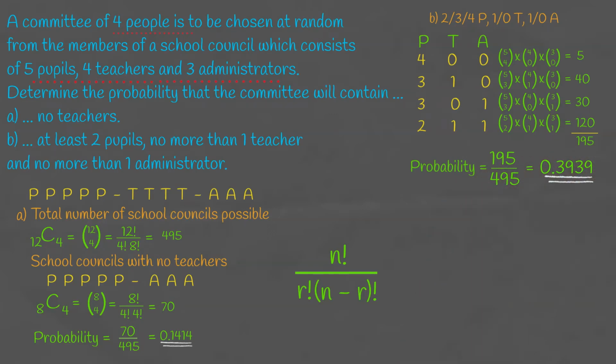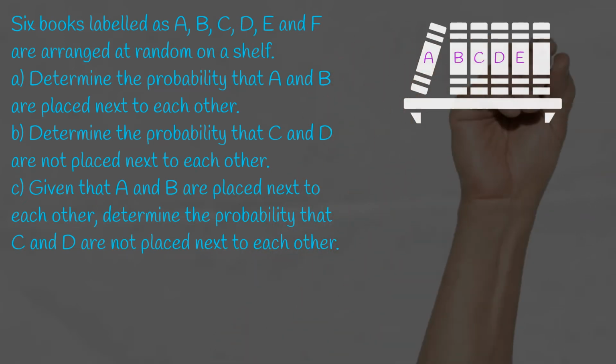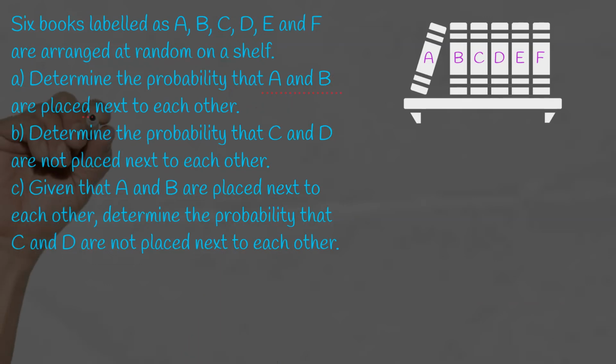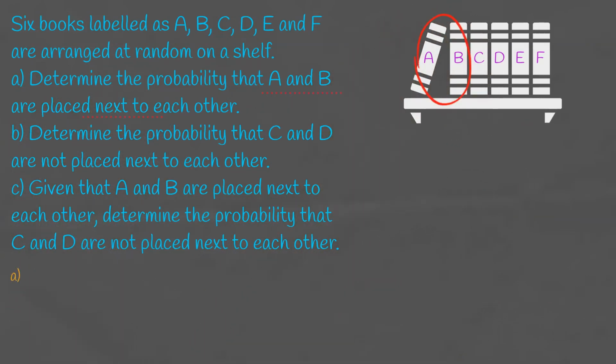And for the last question in this video, we have 6 books, A, B, C, D, E and F. And first we want the probability that A and B are next to each other. So as previously, we're going to group A and B together as one unit, which gives us effectively 5 items to rearrange.